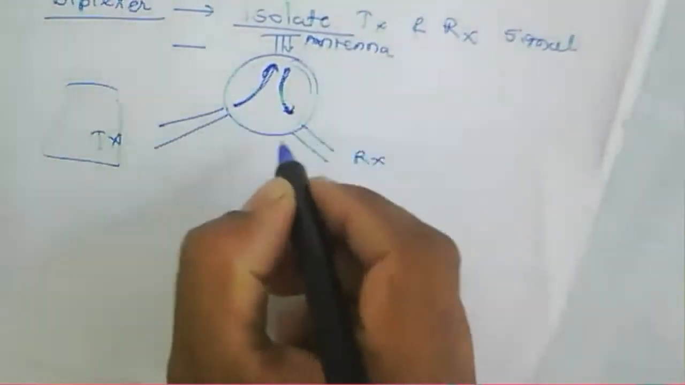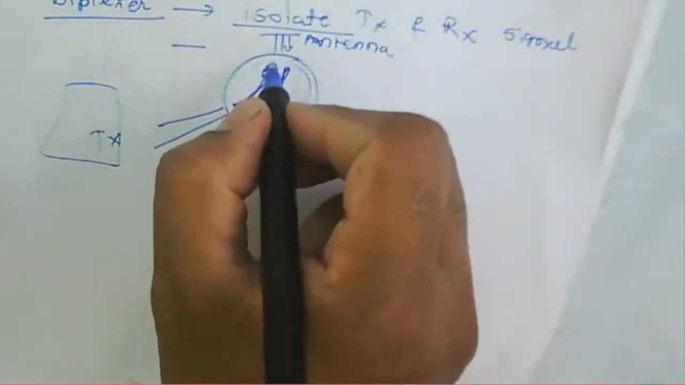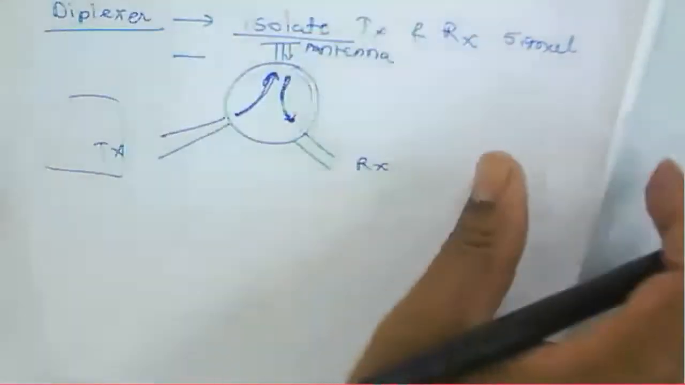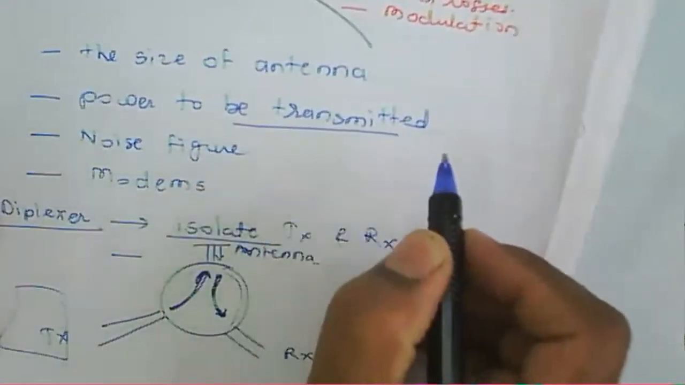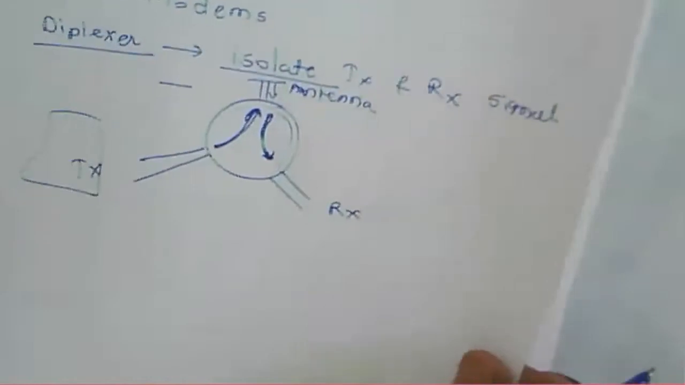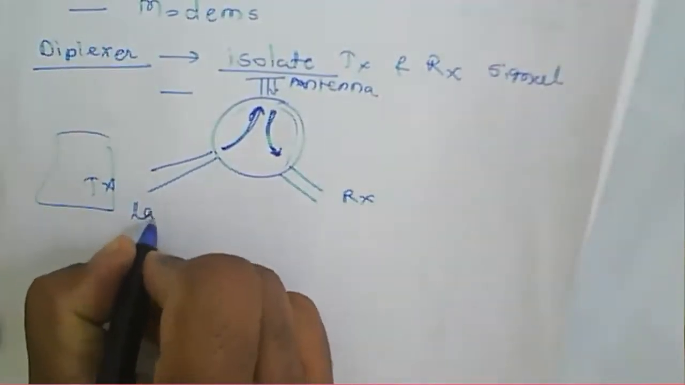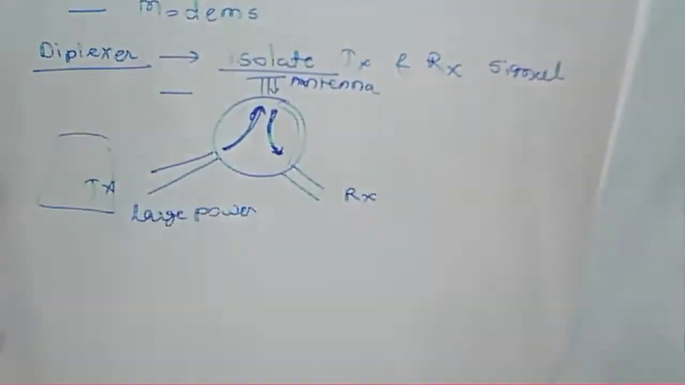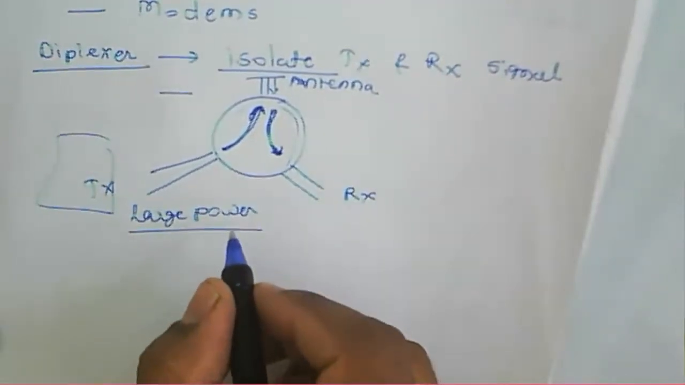Then how are you feeding the antenna from this particular transmitter, and how much is the power requirement? That is the power transmitted. Because at the transmitting side we require a large power to be transmitted, because that signal is to reach the satellite. So that's why large power is to be transmitted.